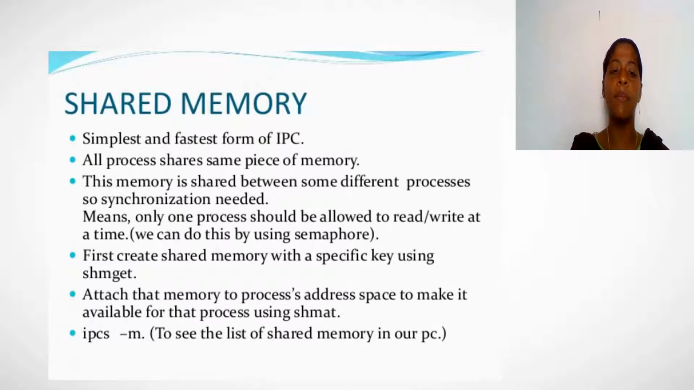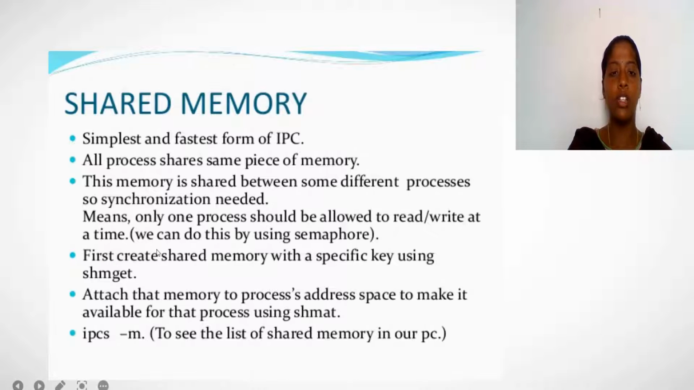Shared memory is the simplest and also the fastest form of inter-process communication, in which all processes share the same piece of memory. This memory is shared between different processes, so synchronization is needed. Synchronization means only one process should be allowed to read or write at a time. We can do this using a semaphore.